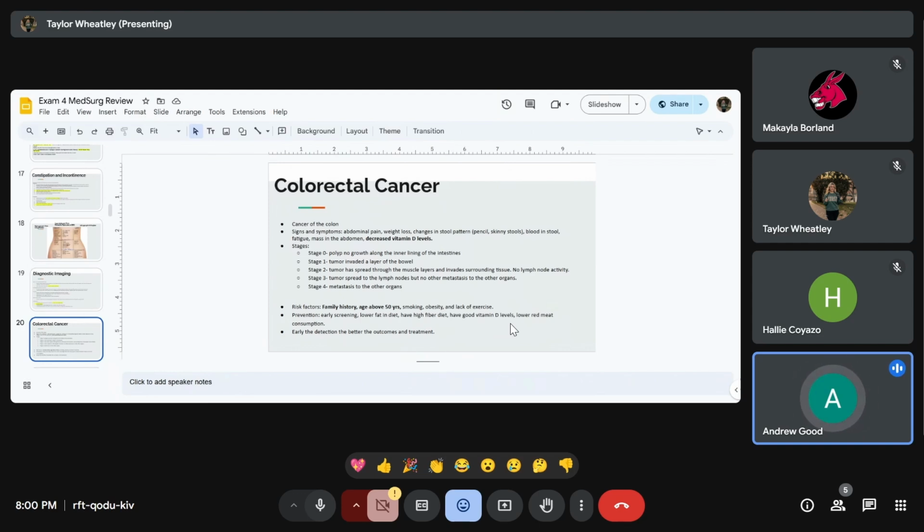Risk factors are family history and age above 50, smoking, obesity, and lack of exercise. The big ones are family history and above 50. And then early prevention is key. A low fat diet is pretty good. High fiber diets, good vitamin D levels, and lower red meats are good prevention methods. And like I said, early detection is best.